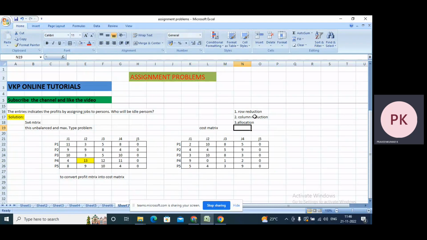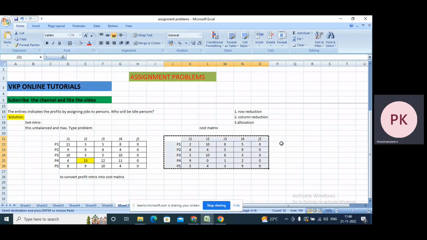Okay, now I'll go with row reduction. In row reduction, identify the minimum element in a row and subtract it from the other elements. In this case, the minimum element is 0. I'll subtract: 2 minus 0 is 2, 10 minus 0 is 10, 8 minus 0 is 8, 5 minus 0 is 5, and this becomes 0. Similarly for the third row, fourth row, and fifth row, we get the row reduction. I applied row reduction. It's very simple.